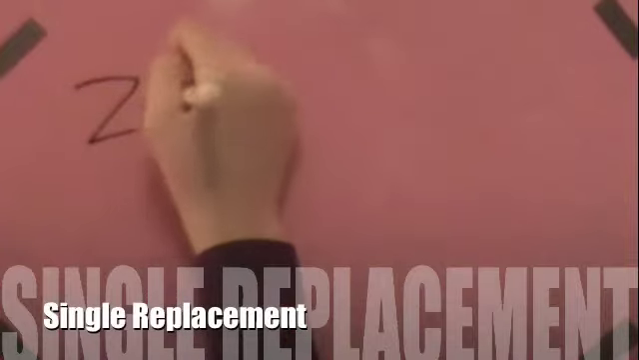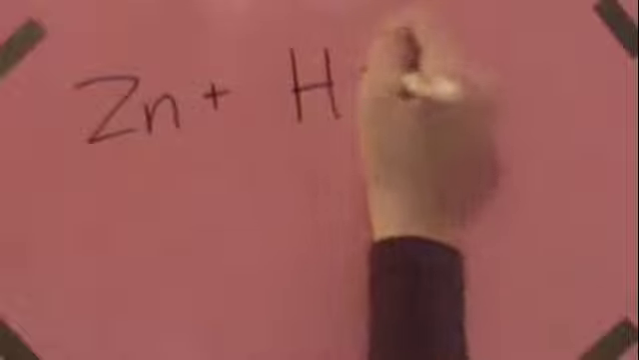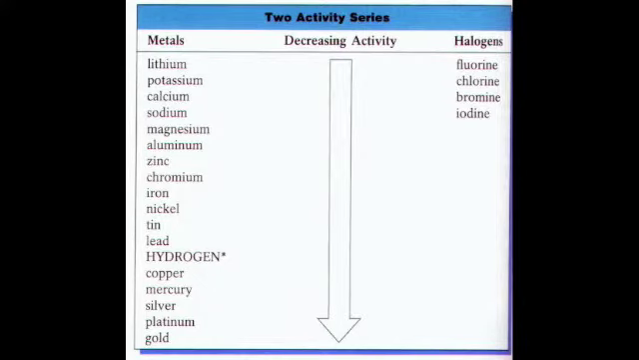Types of reactions. A single replacement reaction is one where you have two reactants, one is an element and one is a compound. In this case we have zinc and HCl, and we are going to predict the products of this reaction. Using an activity series chart like this one, we can determine what the products of our reaction are going to be.